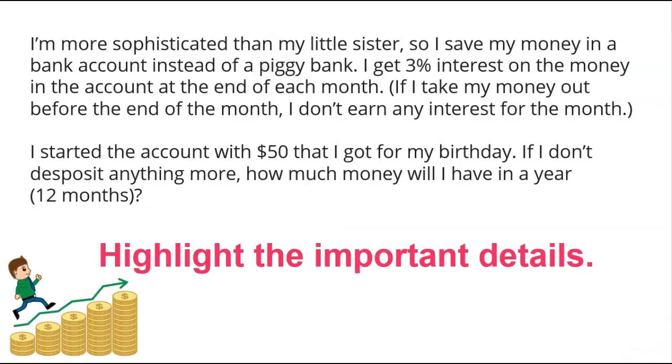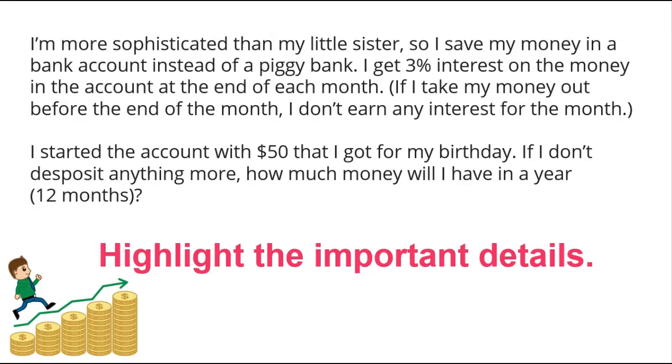So I'm more sophisticated than my little sister, so I save my money in a bank account instead of a piggy bank. I get 3% interest on the money in the account at the end of each month. And if I take my money out before the end of the month, I don't earn any interest for the month. So we're getting interest payments in chunks. That tells us something about discrete or continuous, if something is chunked rather than continuous.